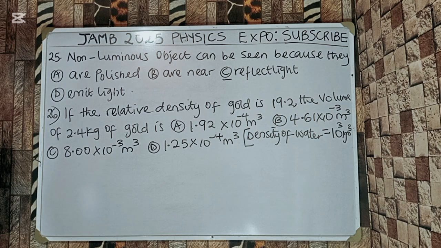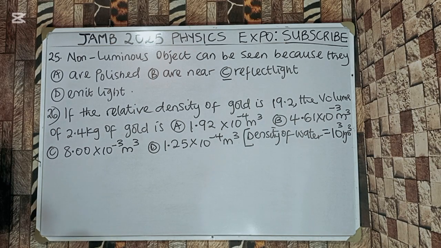Question 26. If the relative density of gold is 19.2, the volume of 2.4 kilogram of gold is what? We have the following options. Option A, 1.92 times 10 to the power of minus 4 meter cube. Option B, 4.61 times 10 to the power of minus 3 meter cube. Option C, 8.00 times 10 raised to the power of minus 3 meter cube. Option D, 1.25 times 10 raised to the power of minus 4 meter cube. And we are given from the question the density of water to be 10 power 3 kilogram per meter cube.